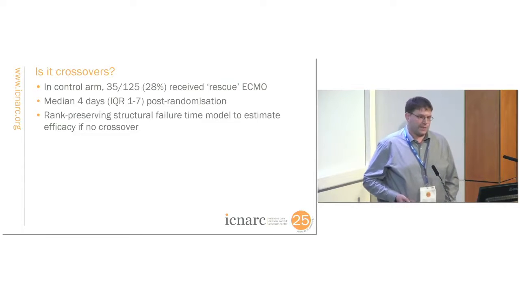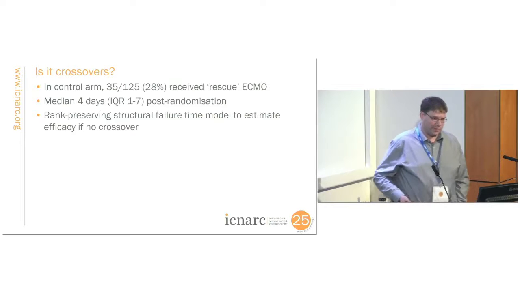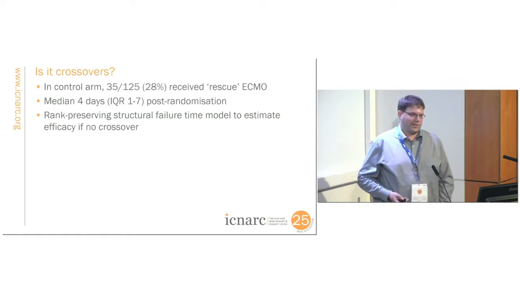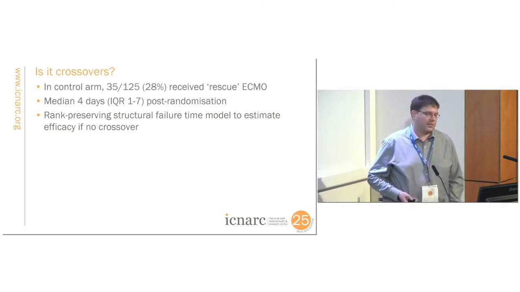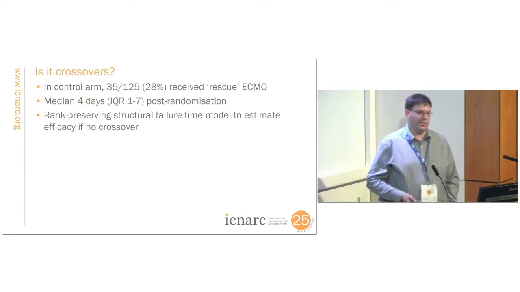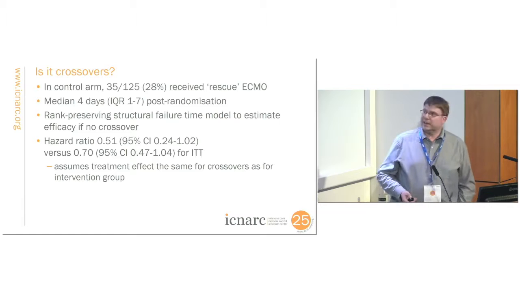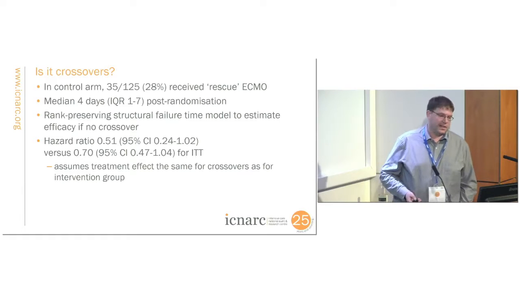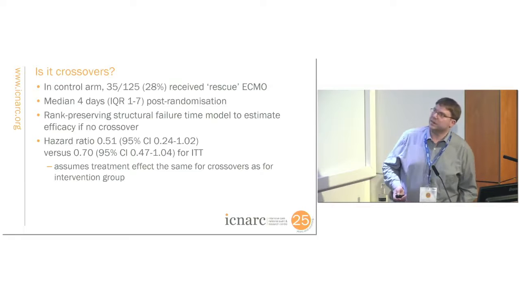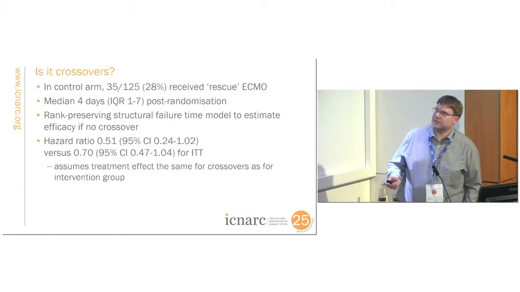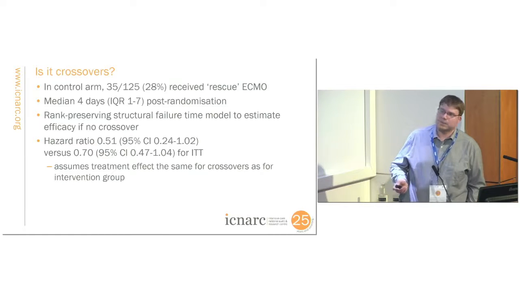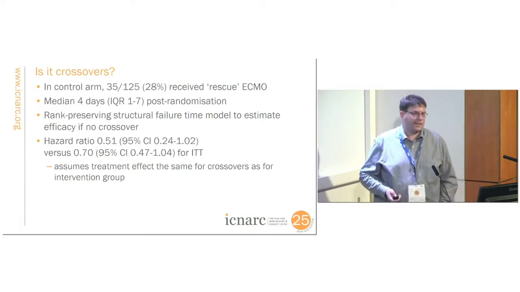In the analysis and pre-specified, they did look at a particular statistical technique, which I won't go into any detail of, to try and look at what the effect would have been if there was no crossover, what's called a rank-preserving structural failure time model. And if we compare the results of that model against the primary results, looking at hazard ratios, you see you do get a slightly stronger effect using the rank-preserving analysis. So it gets a hazard ratio of 0.5, essentially, compared with 0.7 on the ITT analysis.